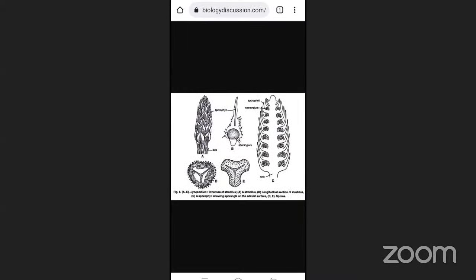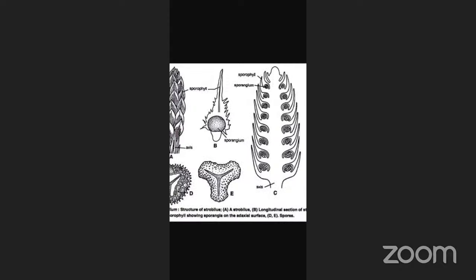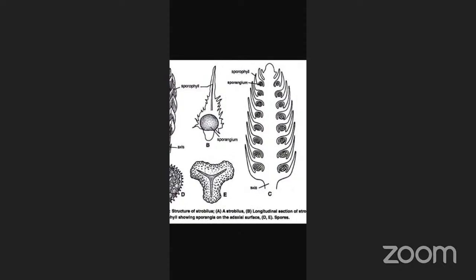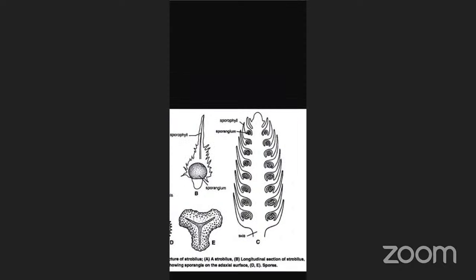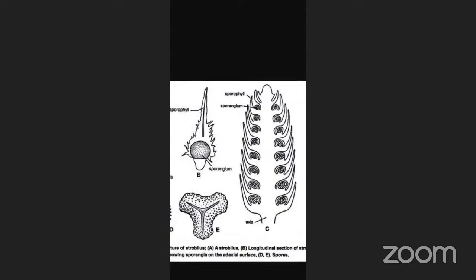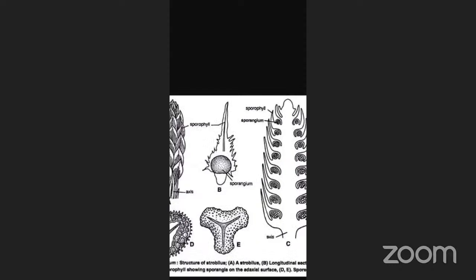See here, sporophyll. This one is a sporophyll. On the sporophyll, adaxial, they have sporangia. Adaxial area means the upper part. They have kidney-shaped sporangia. This is the sporangium. Inside the sporangium, a number of spores are there.